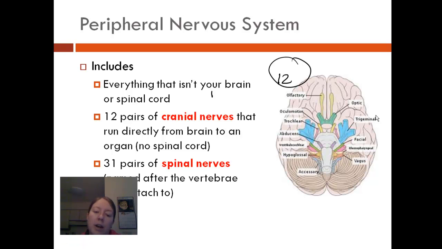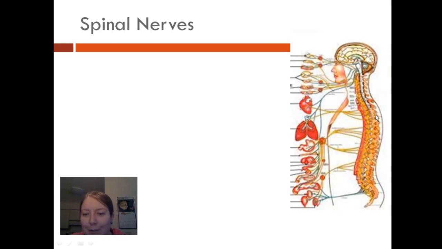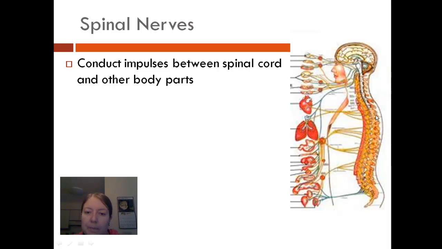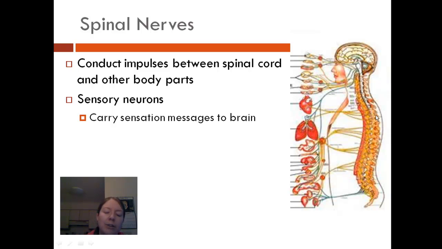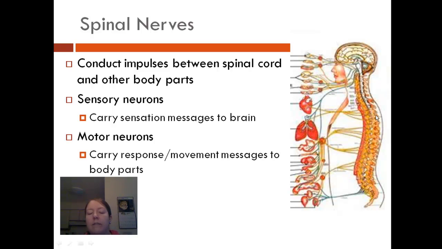There are also 31 pairs of spinal nerves, which do the same thing. They go from the spinal cord straight to organs. I have another picture of all those cranial and spinal nerves here, so you can see those. They just really help to do the work of the central nervous system, to send those messages out and to bring a response back in. So again, to reiterate, those nerves are sensory neurons if they're going to the central nervous system carrying that message, and they're motor neurons if they're carrying a message from the brain out to the other body parts.